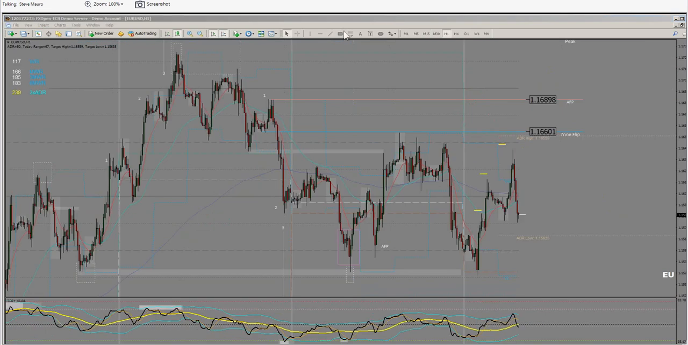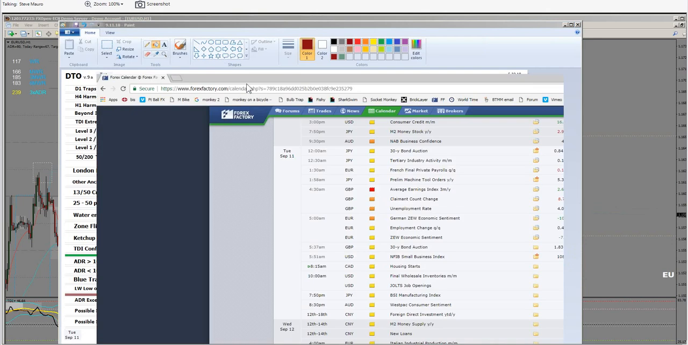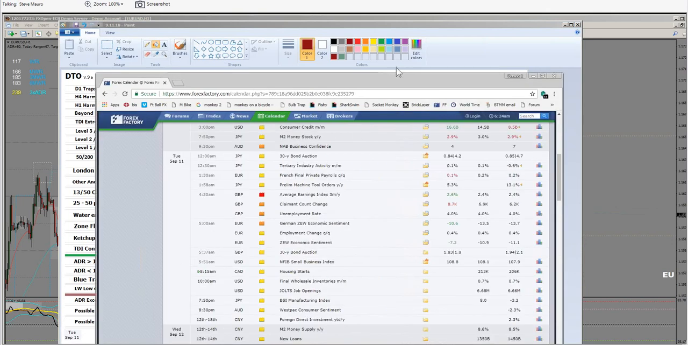Now, looking at the news flow today for the 11th of September, 2018, we've already had pound red news. There's no other red news on schedule for today. If we go into Forex Factory, you can see no red news. It's all yellow, so it's all low impact news.